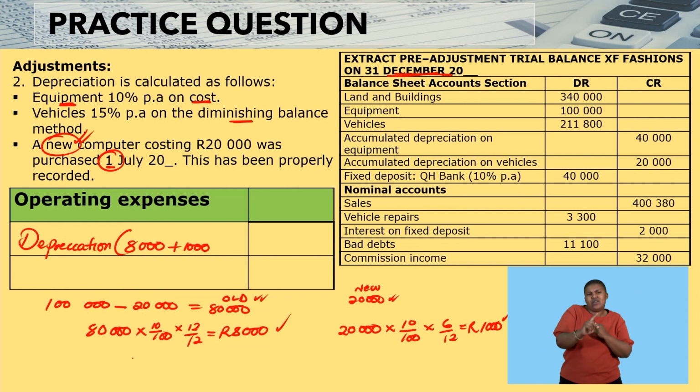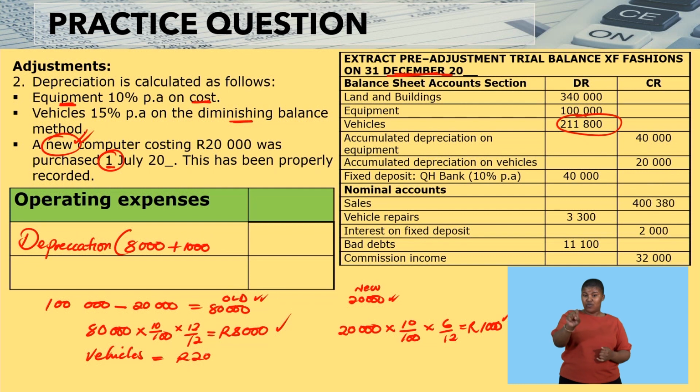The next calculation, therefore, has to do with vehicles. And it says vehicles is at 15% on the diminishing balance method. All right? Remember, we have already corrected our vehicles amount. It is no longer 211,800 because they had debited with repairs. So we are now left with 200,000 on our vehicles.